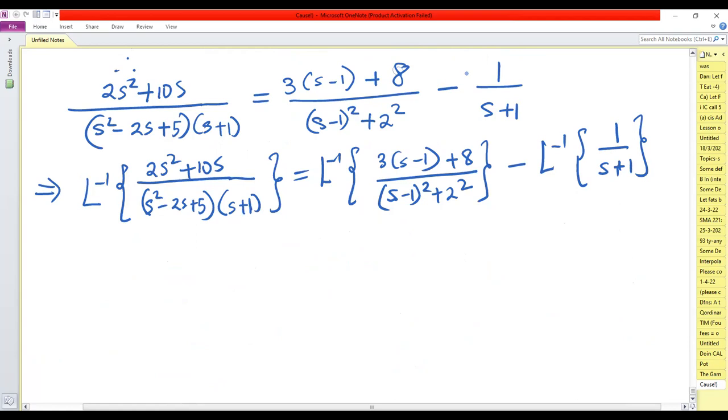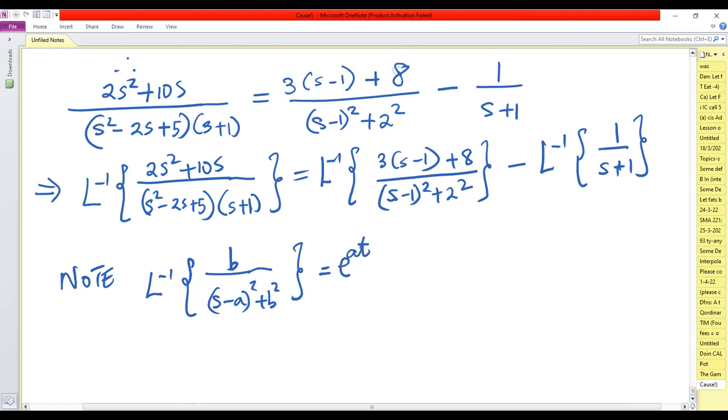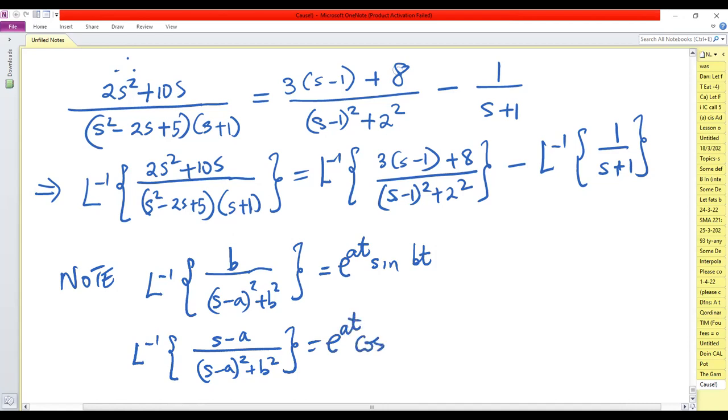Now, this one here, remember that the inverse Laplace transform of B over S minus A squared plus B squared is given by e raised power AT sine of BT. And then the inverse Laplace transform of S minus A over S minus A squared plus B squared is given by e raised power AT cosine of BT.